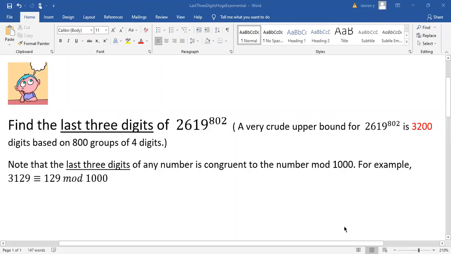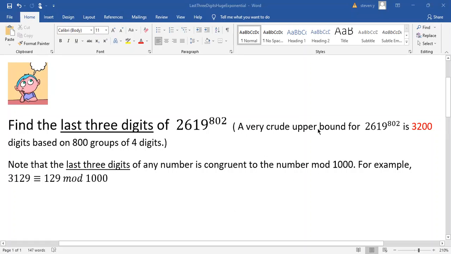Hey, good morning, everybody. I'm here to work what I find to be a very fascinating problem. We have this huge exponential, 2,619 raised to the 802nd power. And of course, that's a huge unpronounceable number, and we want to answer the question with minimal computations. What are the last three digits?